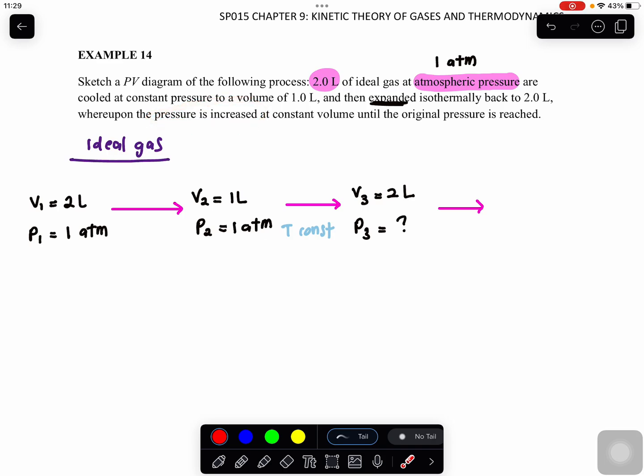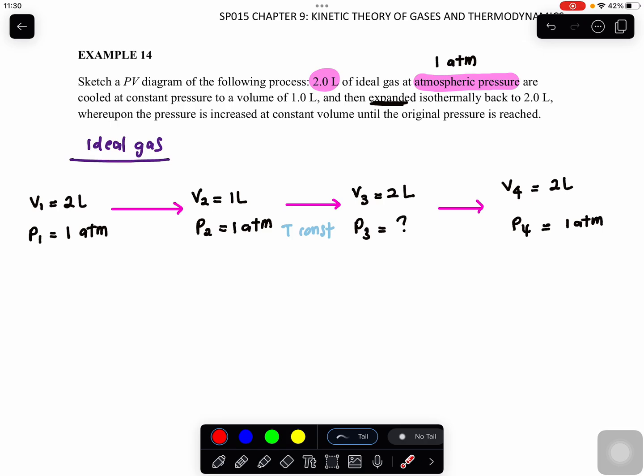Now the volume is constant until the original pressure is reached. Now the volume is constant, which is, kalau dia cakap constant, kita tengok previous value dia, 2 liter, until the original pressure is reached. Original yang initial 1 atm. Okay, so this is our process. Kita identify dulu setiap proses ni, what type of process we have.